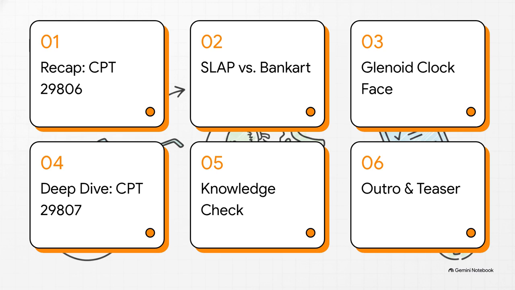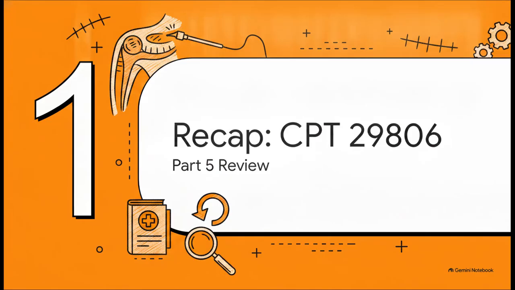We'll do a rapid recap of Part 5, tackle SLAP versus Bankart lesions, break down the glenoid clock face, take a deep dive into CPT 29807, do a quick interactive knowledge check, and then wrap things up. Let's jump right in. Section 1.